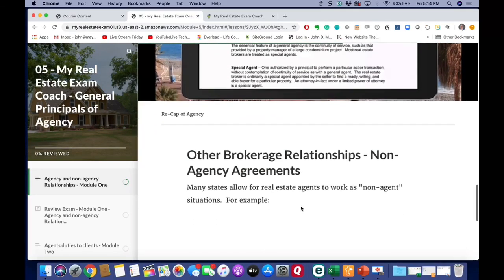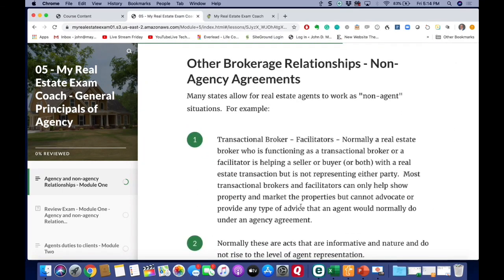Now, there are some other types of brokerage relationships you need to know for the examination. Transactional brokers or facilitators are normally real estate brokers who are just helping facilitate a transaction between the seller and the buyer, but they're not representing either party, okay? So just remember, a transactional broker or a facilitator doesn't rise to the level of agency. They're really just helping facilitate a transaction.